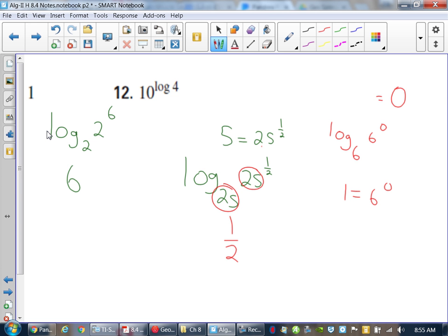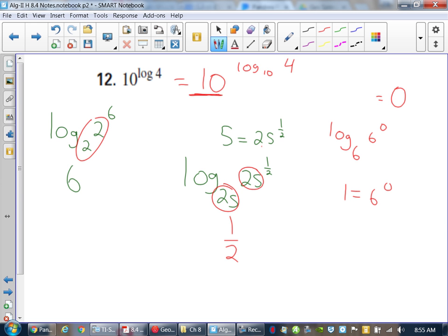Since you don't see a base, remember, it's log base 10. So this one is the same thing as 10 to the log base 10 of 4. Now, what we're doing here is writing it backwards from this style. Sometimes you can have a base here and a base up here. If the bases are the same, values drop. Okay? That's how it's going to work.